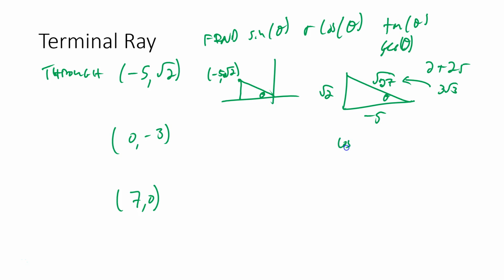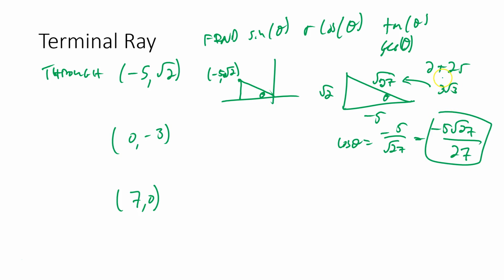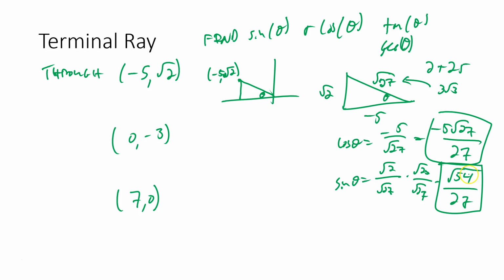So cosine theta, adjacent over hypotenuse, negative 5 over root 27. If we rationalize, that's negative 5 root 27 over 27. And then sine of theta is going to be opposite over hypotenuse. That's root 2 over root 27, multiplied by root 27 over root 27. Gives us root 54 over 27. And again, you could rationalize this. You could take out a 9. I guess it would be 3 root 6? But you don't have to do that.